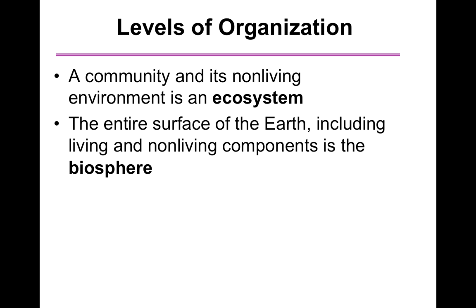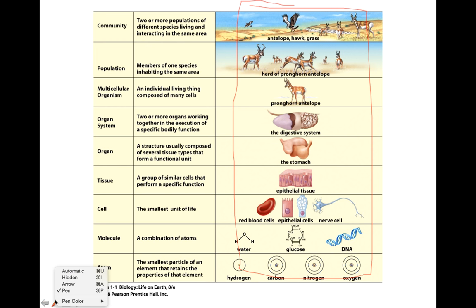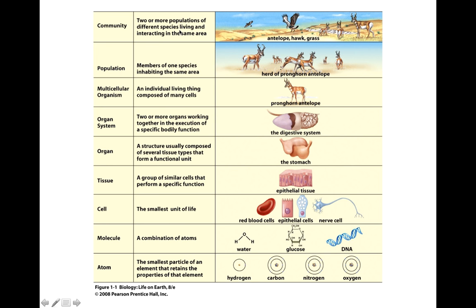The entire surface of the earth, including living and non-living components, is the biosphere. You guys have to look at this picture very carefully, because everything I mentioned just now is here. There's a community: two or more populations of different species living and interacting in the same area right here.